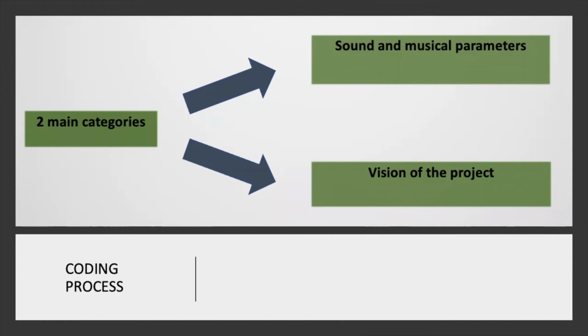As mentioned earlier, the questions were oriented towards certain specific topics, so certain basic categories, which might be called parent categories, emerge quickly from the data. The two main categories are sound and musical parameters and vision of the project, and they are divided into multiple subcategories.